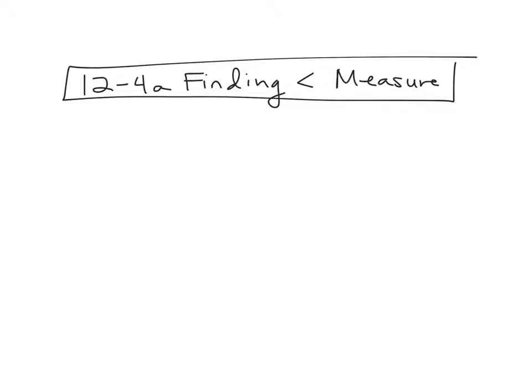Okay, 12.4a is finding angle measure. We've so far talked about tangent lines. We've talked about chords. Today you're going to see some secants. Anyone know what a secant is? That's okay.